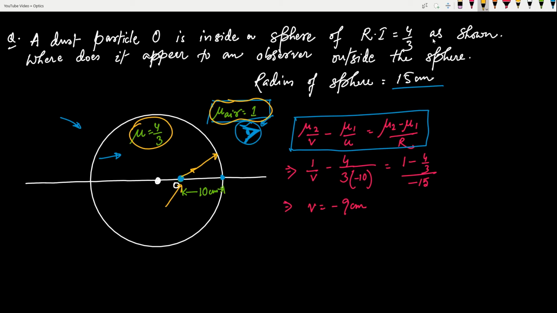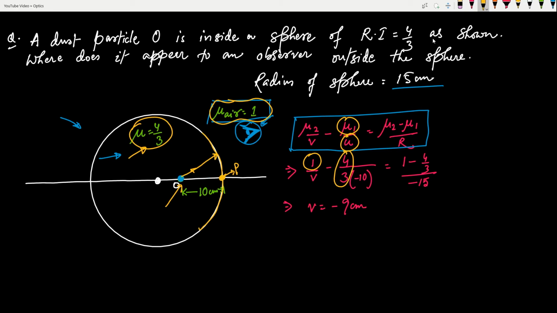So mu2 is that of air, so we put 1, and mu1 is that of this medium, therefore we put 4/3 here. And u is the object distance from the pole, because the measurement is always done from the pole. If this is the curved surface where the refraction is taking place, and this is the center, then this will be the pole. We measure from this point in the direction opposite to the incident ray. Our incident ray is in this direction, therefore this is taken as positive, and the other direction is taken as negative. Simple as that.